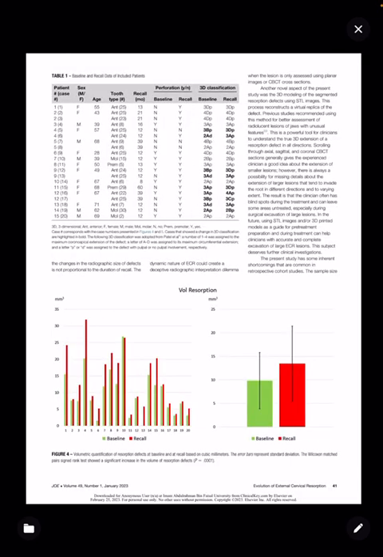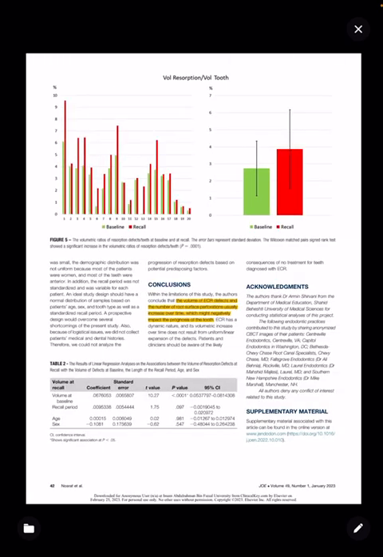In conclusion, the volume of external cervical resorption defects and the number of root surface perforations usually increase over time, which might negatively impact the prognosis of the tooth.